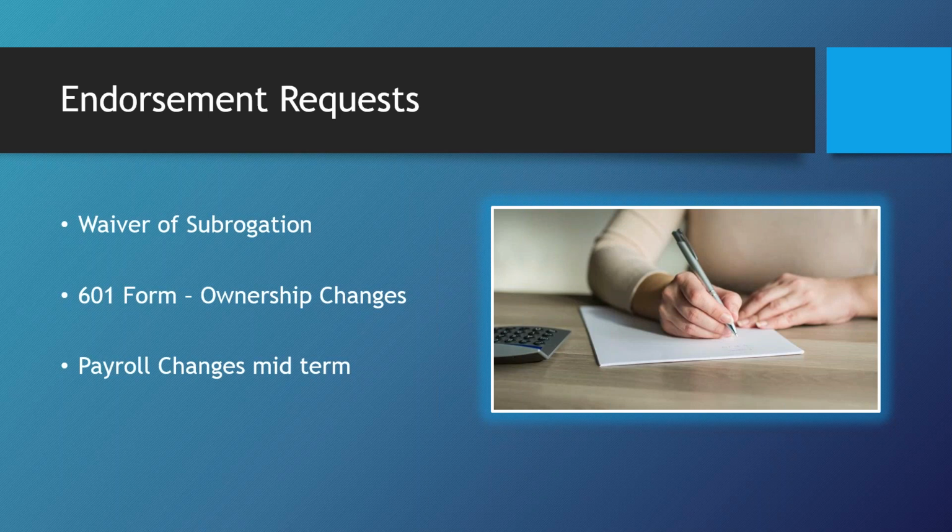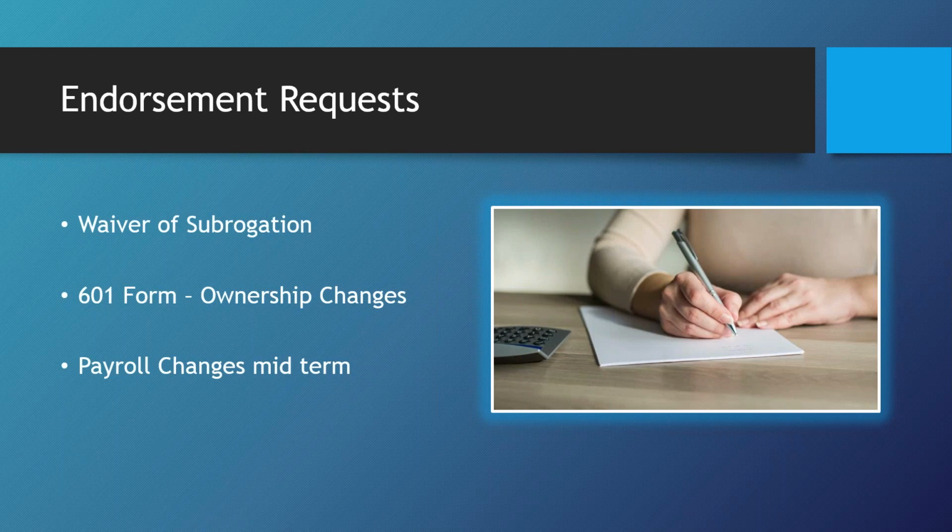Another one would be for an ownership change. That would require a 601 form. That's a form provided by the Work Comp Insurance Rating Bureau, at least for California again, that you would need completed in order to show the changes in ownership that may occur.